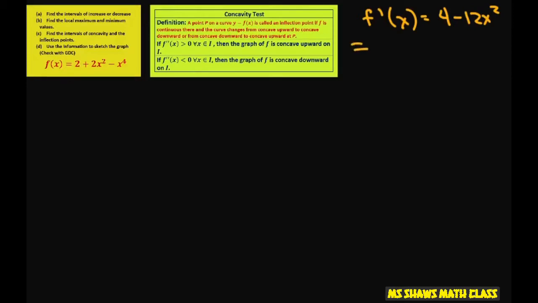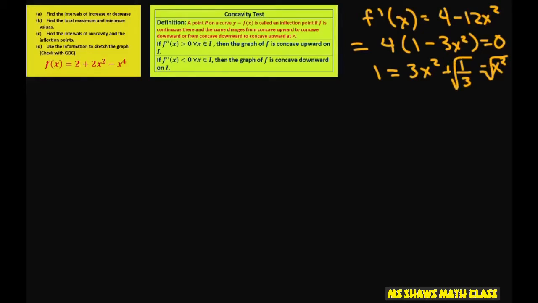Now let's go ahead and factor out a 4. You get 1 minus 3x squared and set this to 0. So we're going to get 1 equals 3x squared. So 1/3 equals x squared. You square root both sides. You get plus and minus 1 over square root of 3. So we're looking at our numbers at plus or minus 1 over square root of 3.